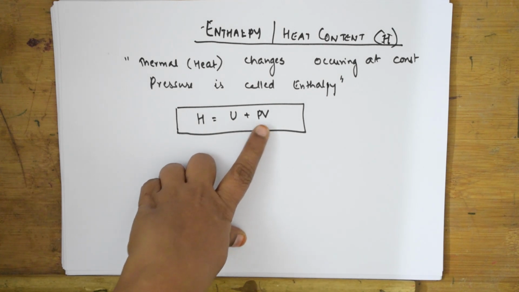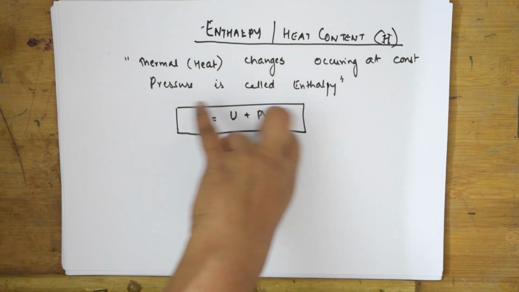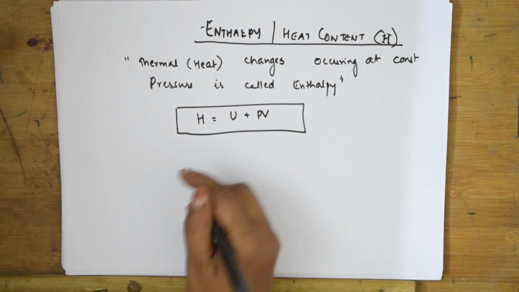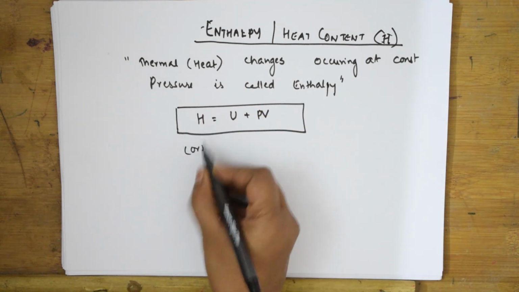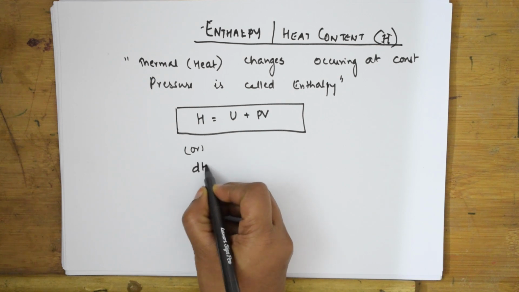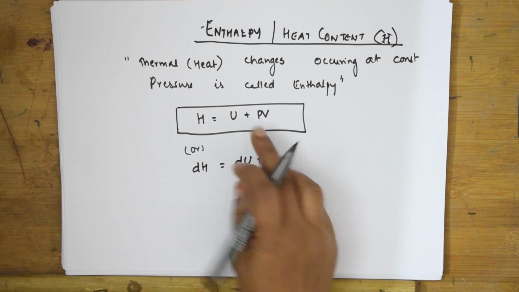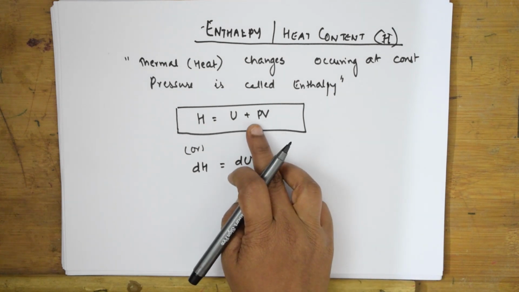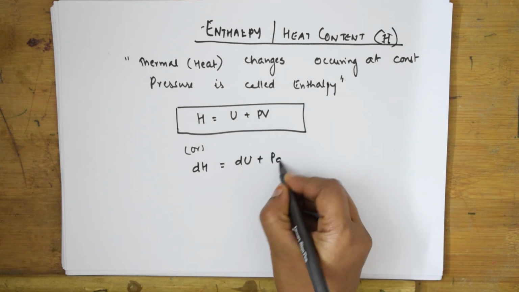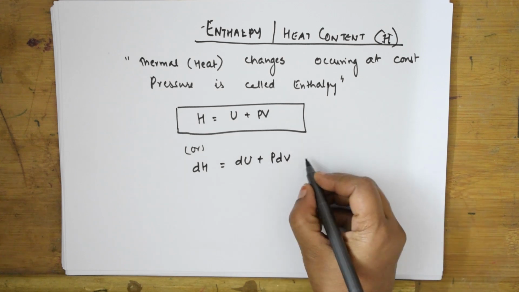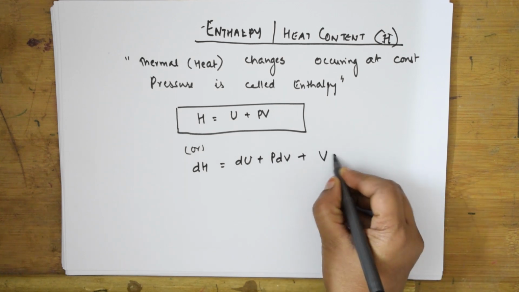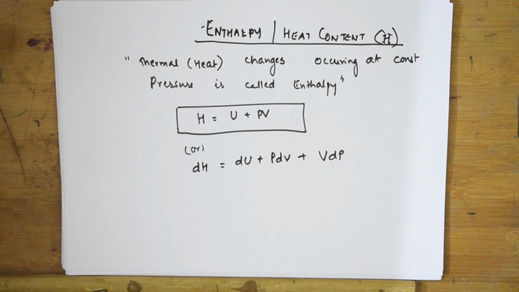But what did we say? We said it should occur at constant pressure. Now I can write the same formula as, if I differentiate, this becomes dH. Now U becomes dU, plus, there are two things: P dV, differentiating in terms of V, and here one more, V dP, differentiating in terms of pressure.